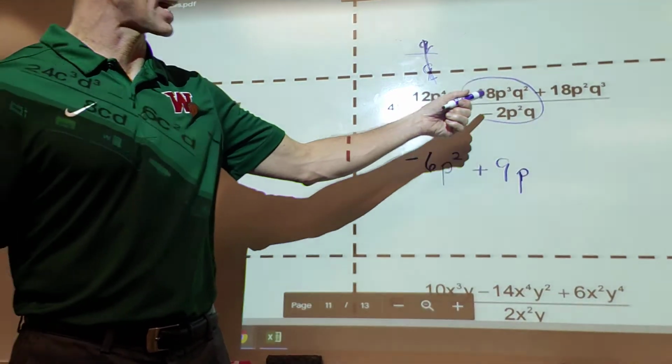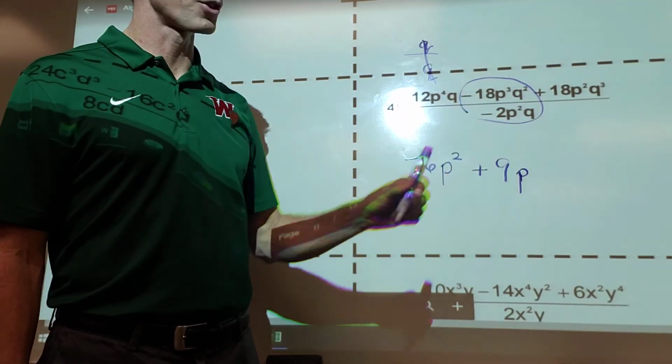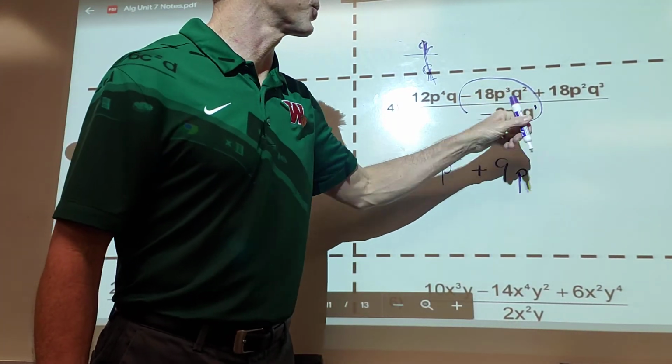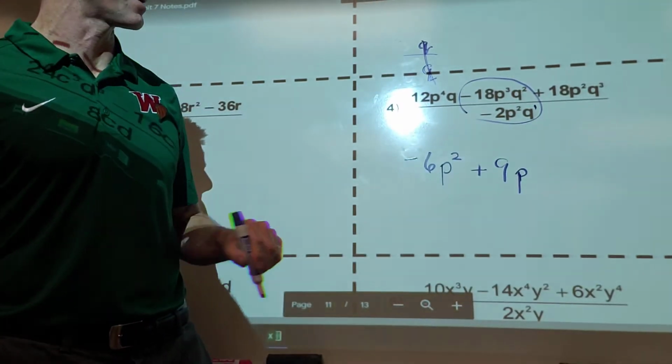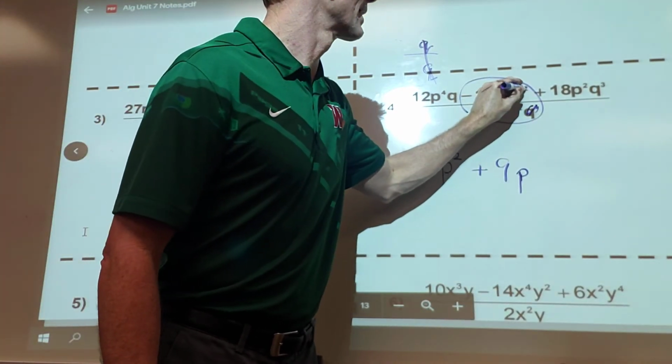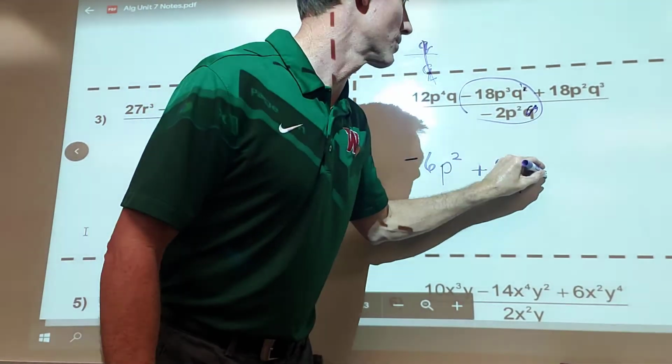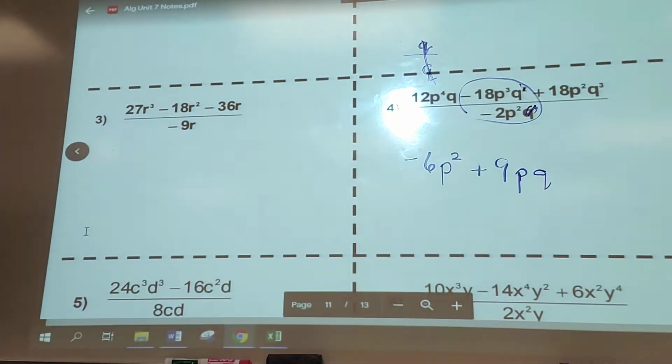Same thing with the q's. I have 2 q's up top, 1 on the bottom. This 1 q is going to cancel with 1 of those up top, leaving me q to the first, right? Or just q.